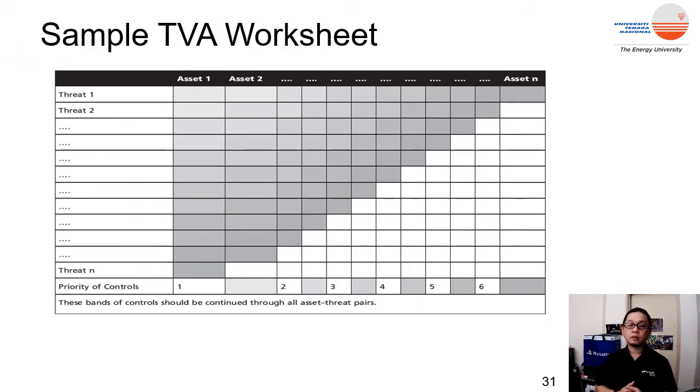So this is an example of the TVA worksheet. You have the list of assets, and for each of the assets, there can be a list of threats, and then the priority of control given to the asset. So from this, you can properly see, from the outlook of the organization, for each of the assets, which is causing more harm to the asset that you have listed. So basically, you have the threat information, you have the asset information, and the priority of controls that you can implement to protect the asset.